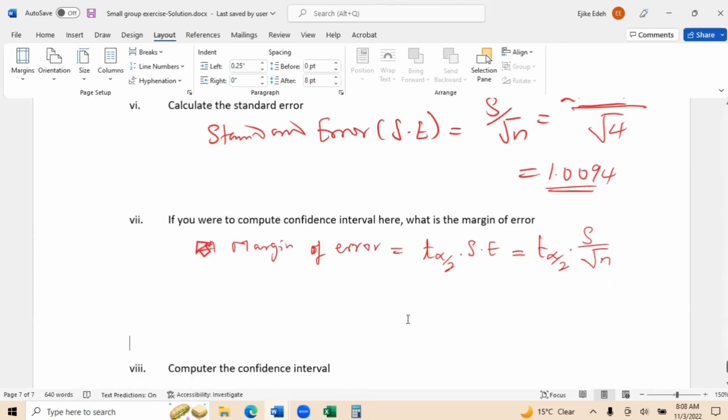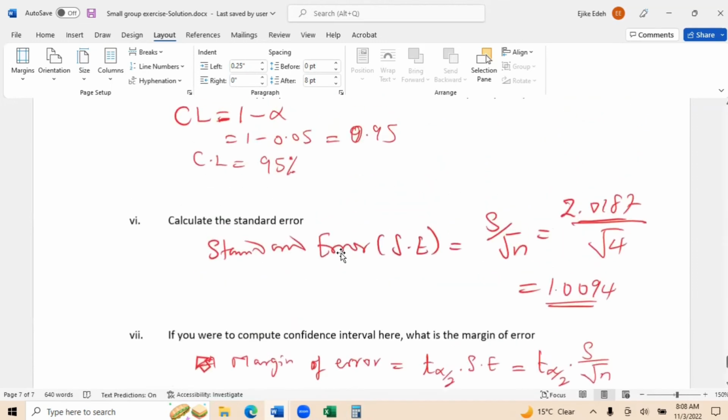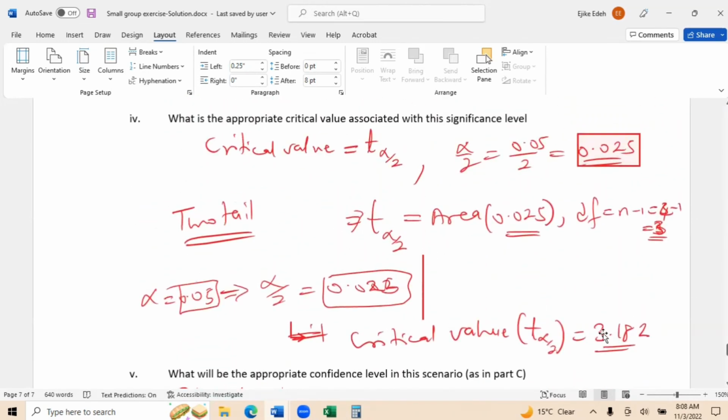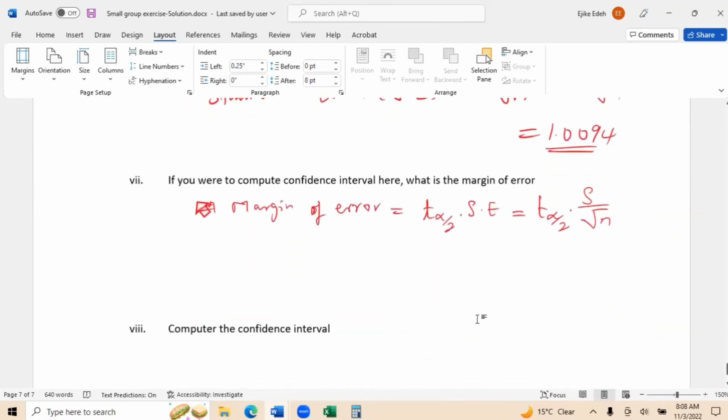Let's quickly simplify that. We already have all these components. We have T alpha over 2, which is our critical value, and the critical value here was 3.182. So I'm going to put that down: 3.182 times the standard error, which is 1.0094. So this will be our margin of error.